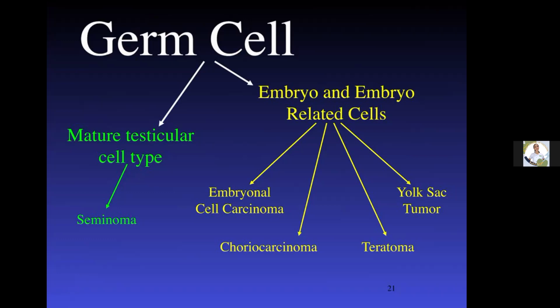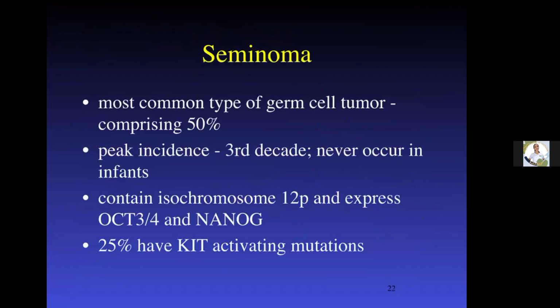So let's take up seminoma first, which is the most common type of germ cell tumor and comprises 50% of all the tumors. So the peak incidence is in the third decade of life, and they never occur in infants. It contains isochromosome 12p and expresses OCT3/4 and NANOG. And 25% have KIT activating mutations.